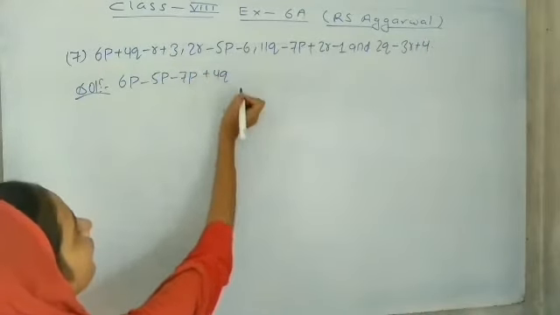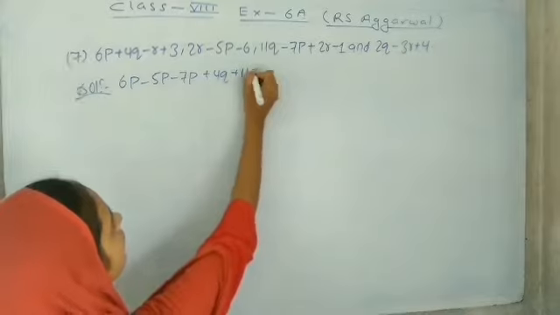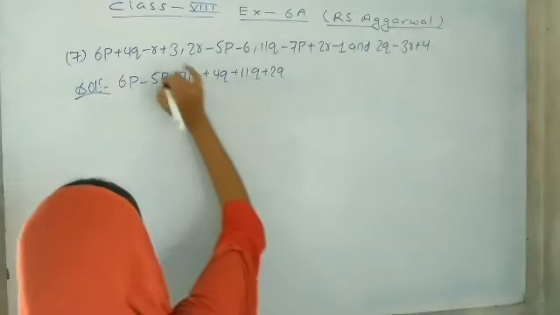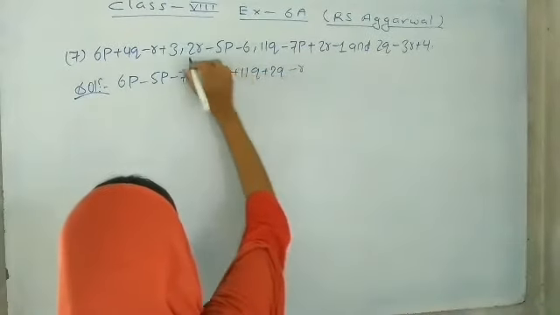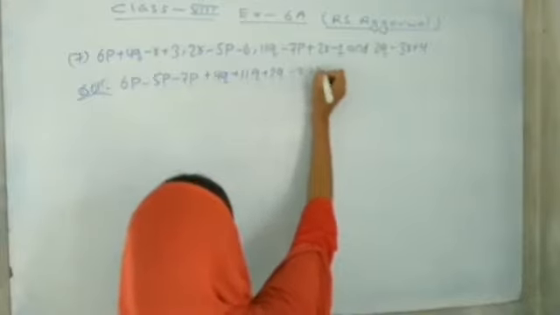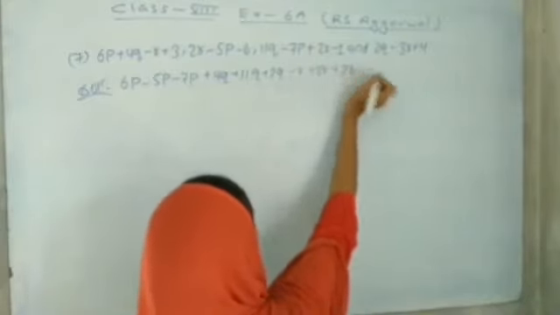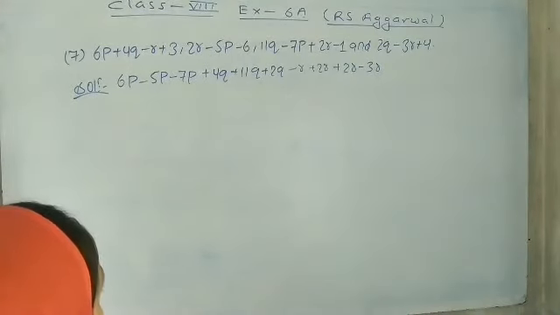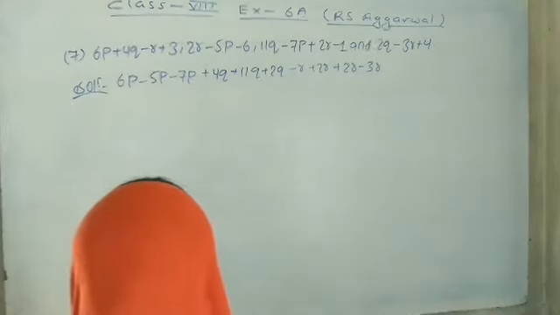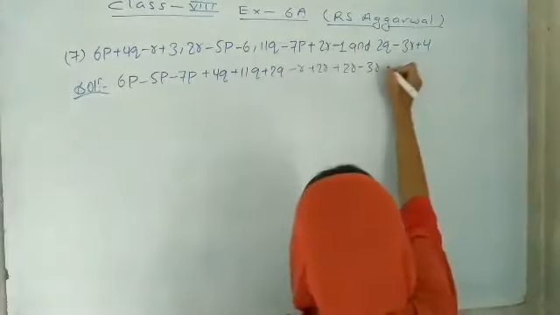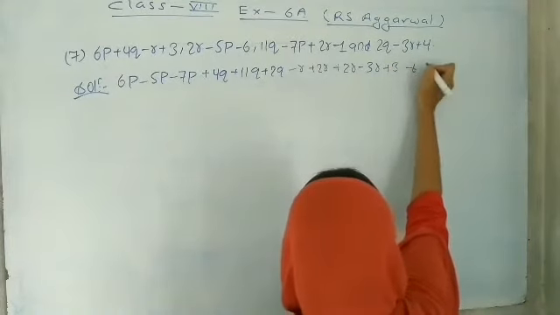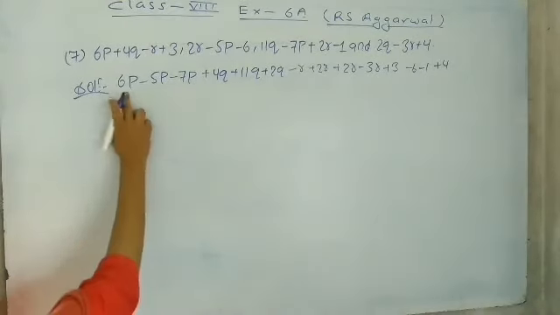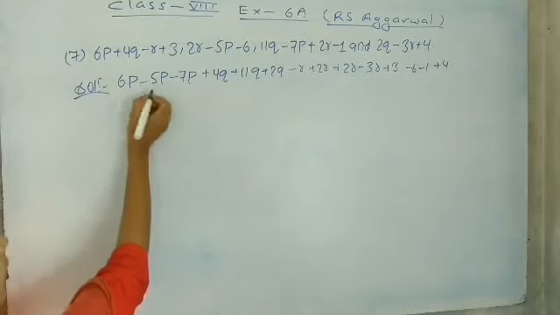Plus 4q, here is plus 11q and here is plus 2q. And here is r: minus r plus 2r, here is also plus 2r and here is minus 3r. And now r value is written and here is plus 3 minus 6 minus 1 plus 2.